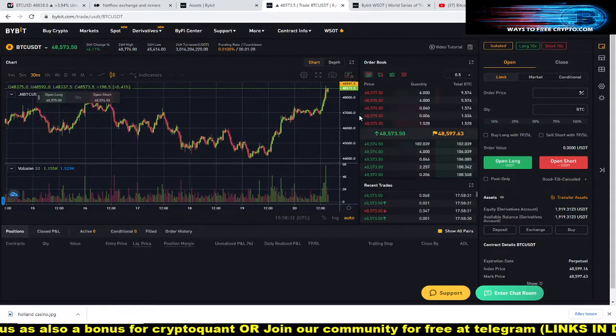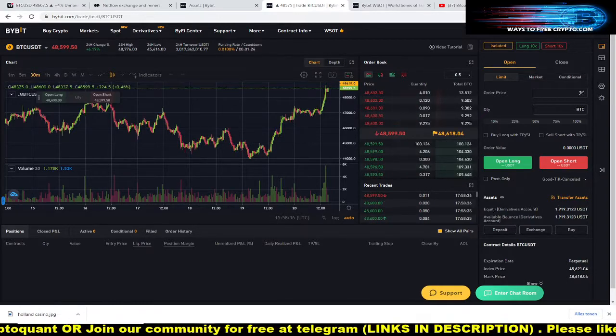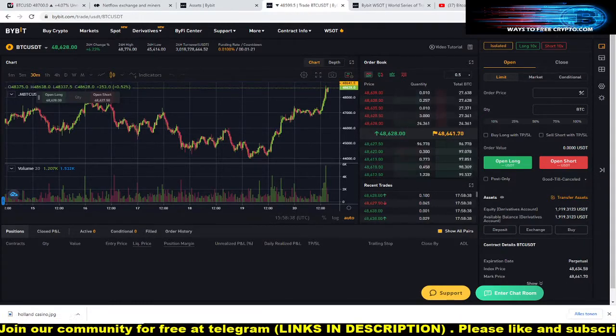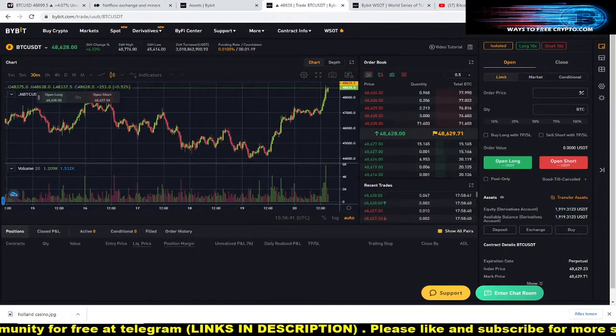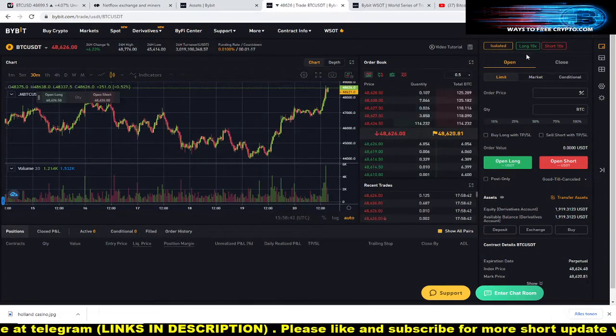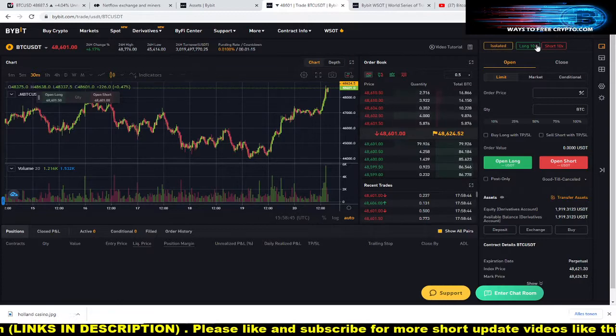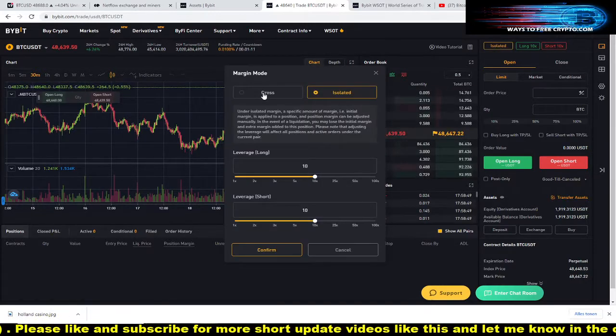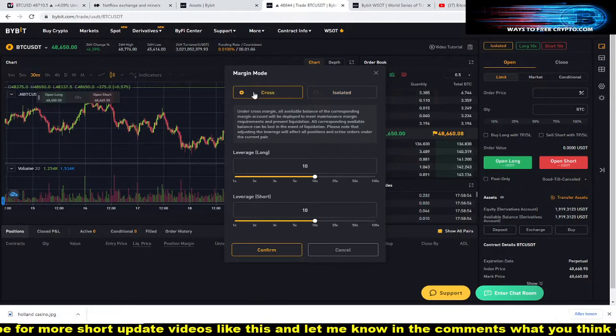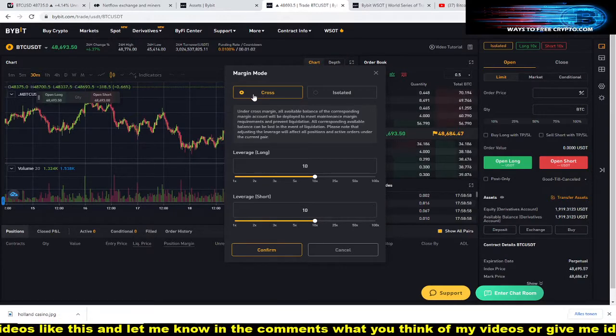So now what do we see on this screen? We see that here my equity is $1,919 US. Here above you see your options. You can see that you can go to cross leverage. This means that this trade will use your entire account. Don't do that. It will go fast and it will use your entire account.